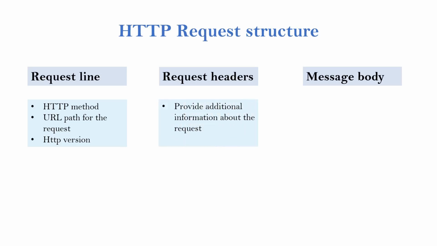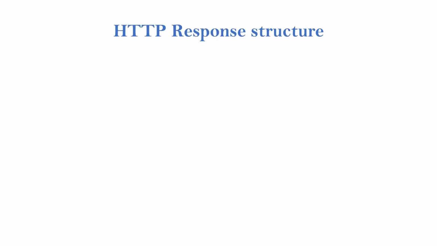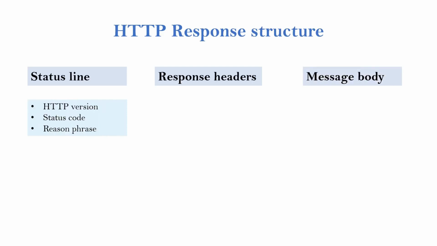The request header provides additional information about the request. And the message body contains additional data to be sent to the server. Not all requests will have a message body. Even an HTTP response will have three main components. The first component is the status line. The other component is the response header. And one more component is the message body, that is, the response message body.